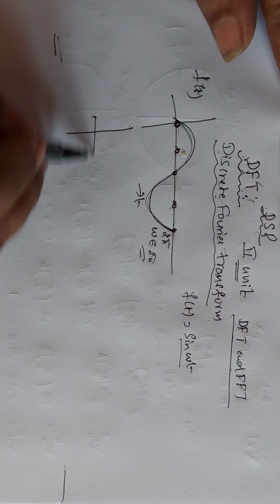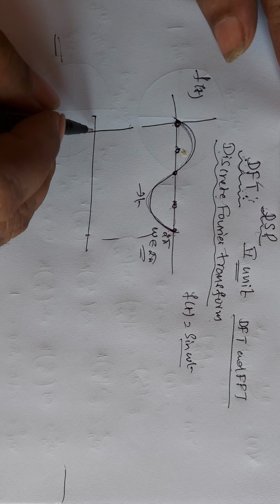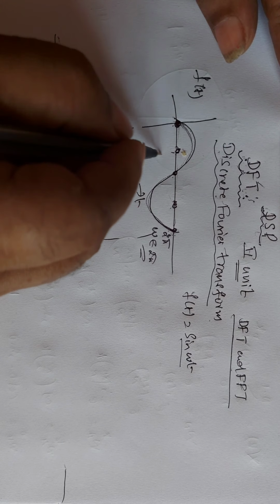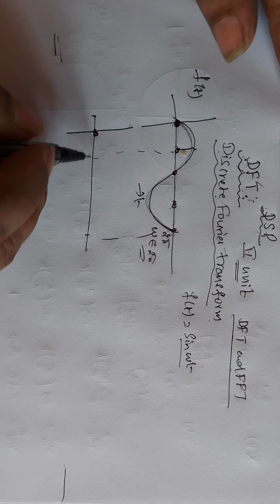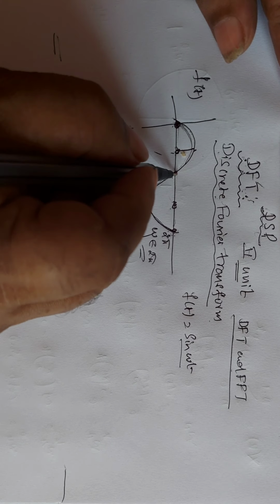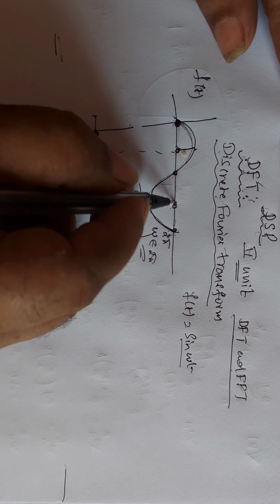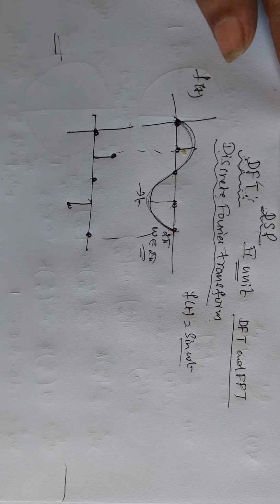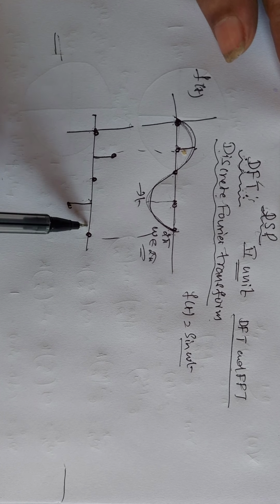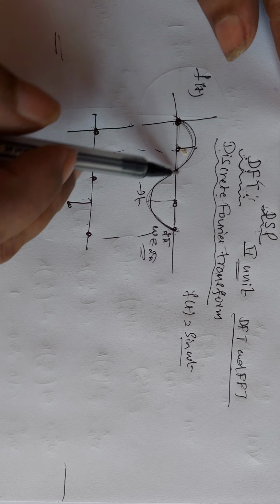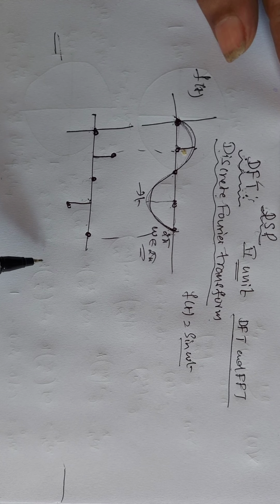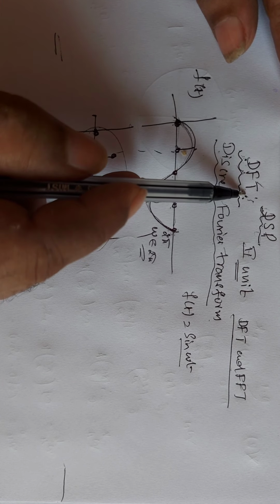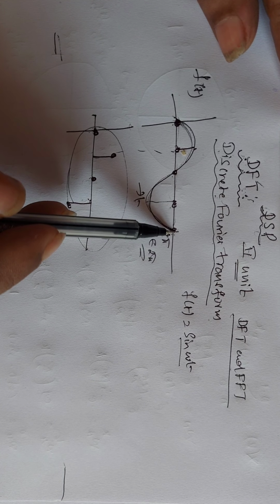Then writing these samples. The 0 sample, the function value is 0. This is the first sample where this is the height. Next sample is again 0. Next sample is negative. And again next sample is 0. Thus we have taken 1, 2, 3, 4, 5 samples of this continuous time signal function. Then these samples are called DFT, discrete Fourier transform of this continuous time signal function.